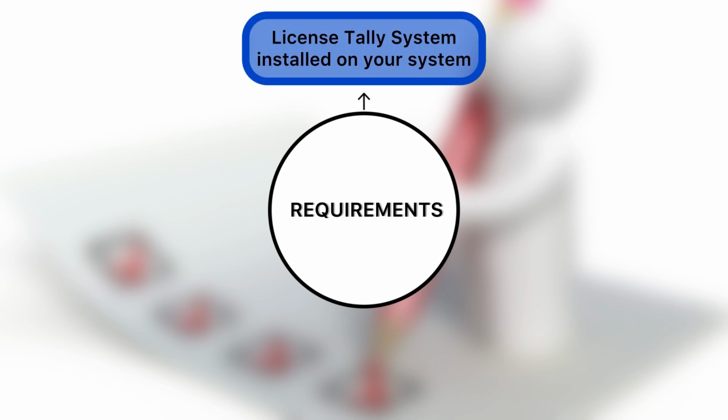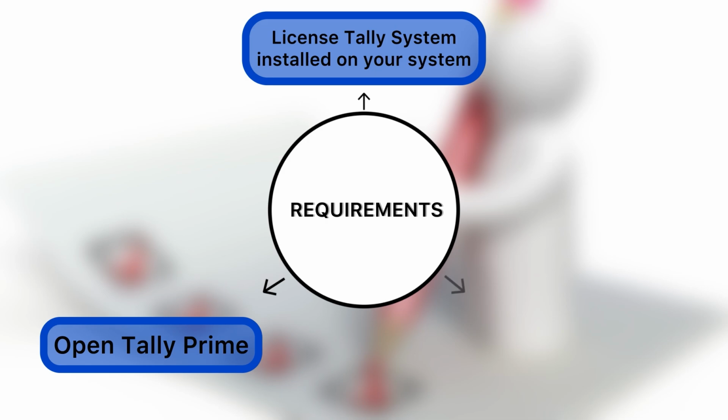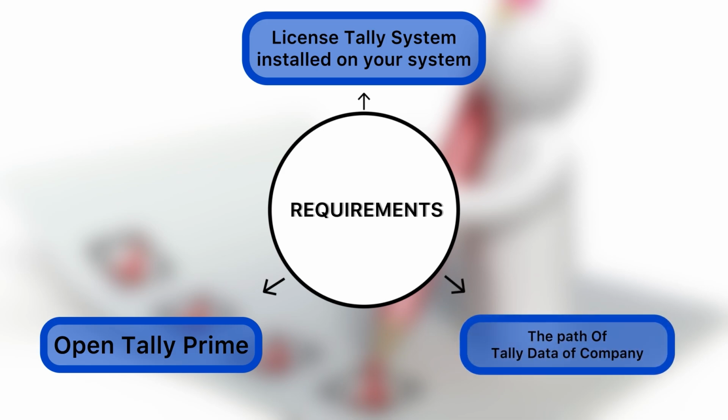Before we start this process, let's understand what all we need to have with us. First of all, make sure that you have the licensed Tally system installed in your system. You have to open the latest Tally version, and most importantly you should have the path of the Tally data of the company which you want to use.